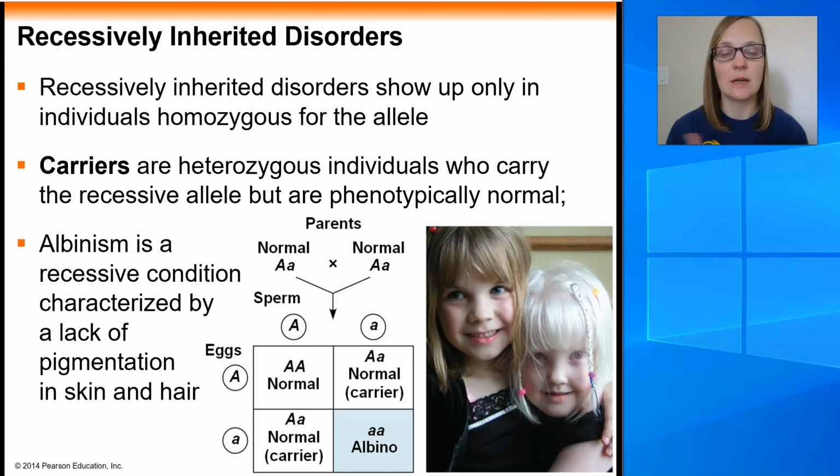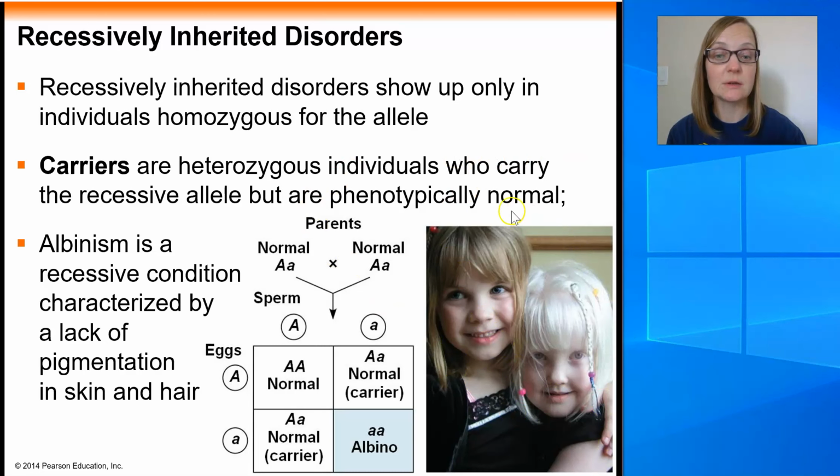And so we're going to take a look at an example of each of those. So first of all, here on this slide, we're going to look at recessively inherited disorders. A recessively inherited disorder will only show up in an individual that has two recessive alleles. So this particular example is using the recessively inherited disorder called albinism, where an individual will have very little pigmentation in their skin, hair, the irises of their eyes, for example.